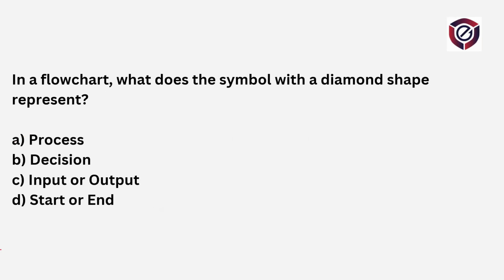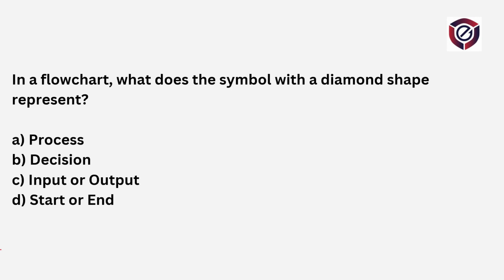In a flowchart, what does the symbol with a diamond shape represent? So the diamond shape is used for having a decision. Whenever we want to have, like, if A is greater than B, go to this particular flow or to another particular flow.